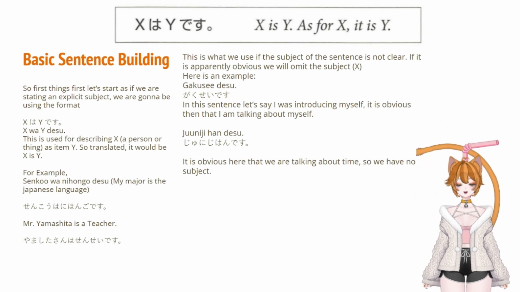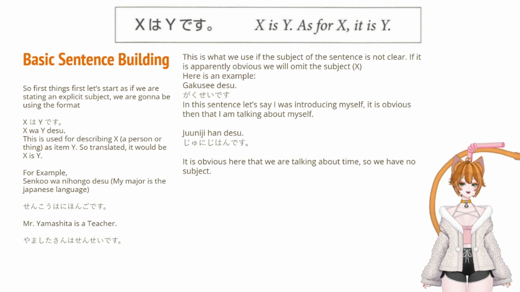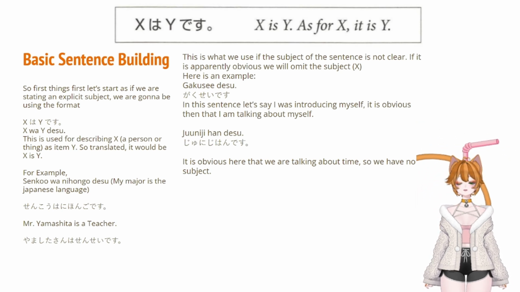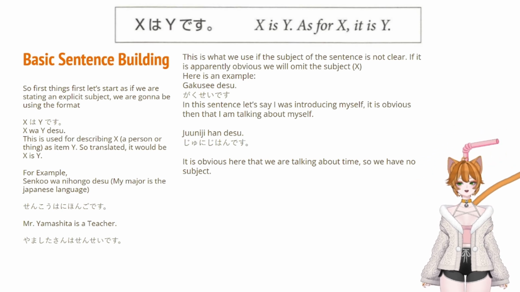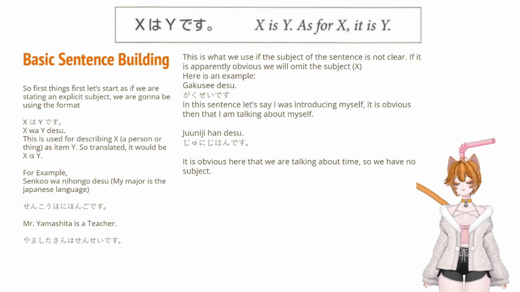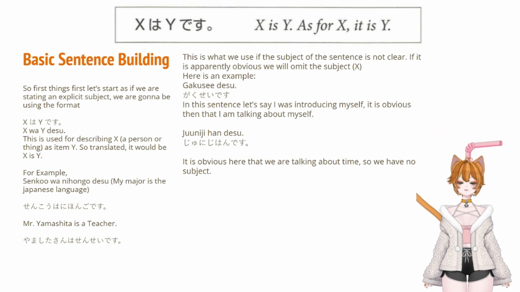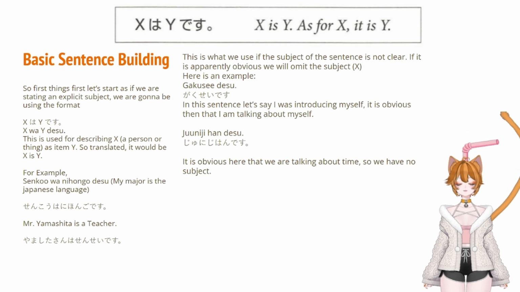This next one, 12時半です. It is obvious that we are talking about time. So you don't have to go ima wa 12時半です, because if you're saying that, someone probably already asked you the time. They probably asked you, ima wa nanji desu ka? Then you just respond with the time. It's very clear what we're talking about.